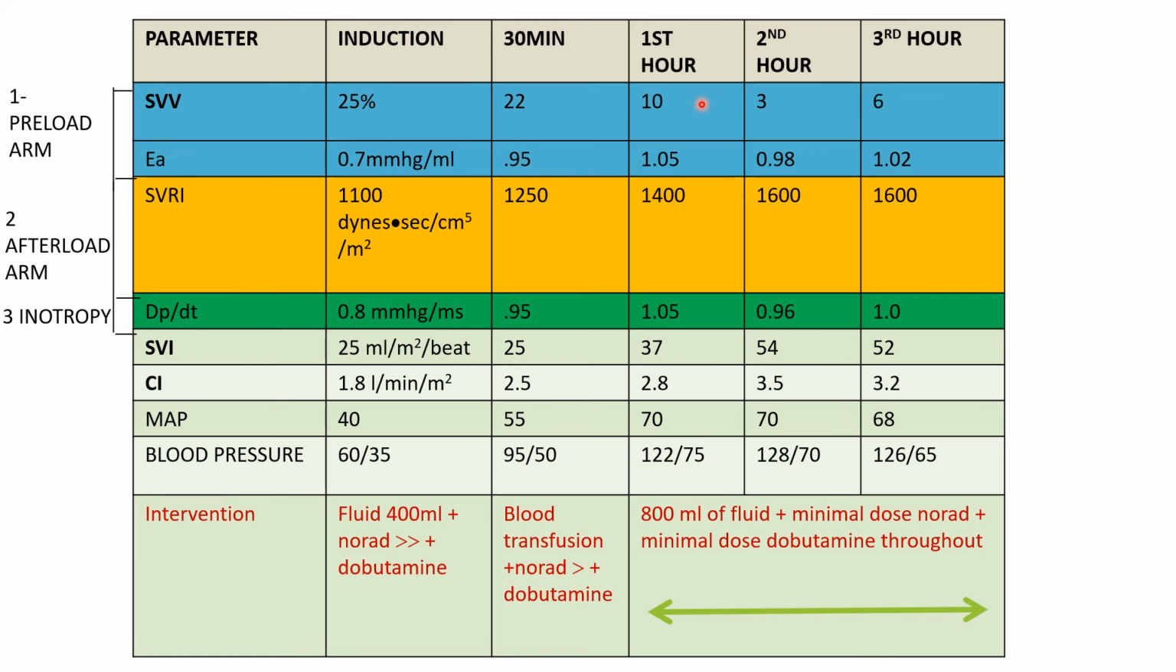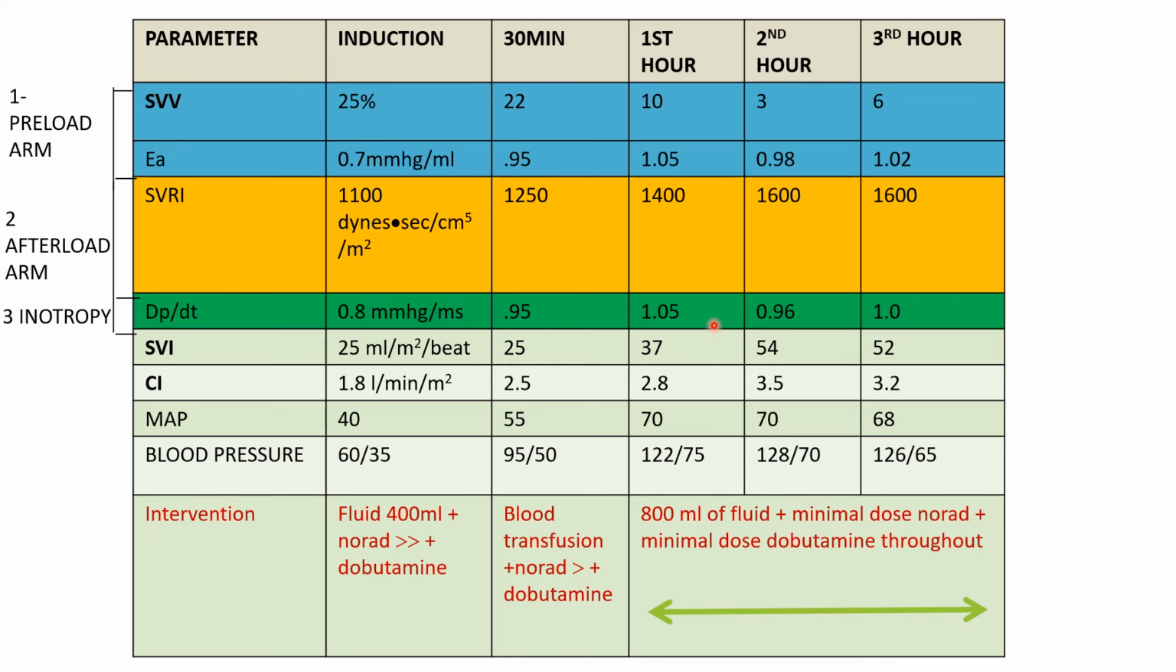It has normalized. My EA dyne has normalized. My SVRI is increased but still low. I told you initially the goals of anesthesia, and I told you that I have to decrease afterload, but not to an extent that I have a sudden drop in blood pressure. So my SVRI is still low, but not to the point that my mean arterial pressure is low.